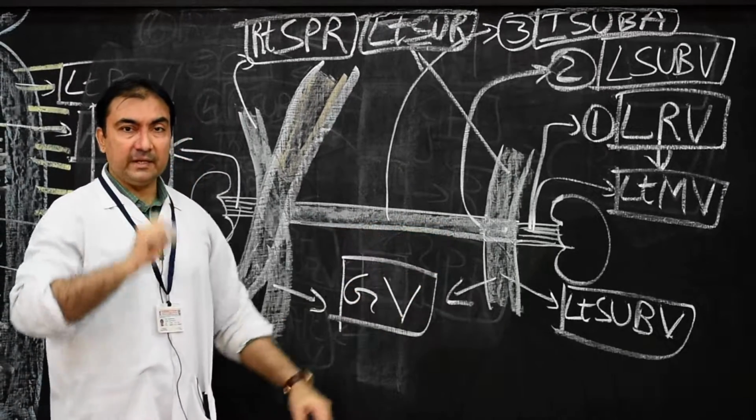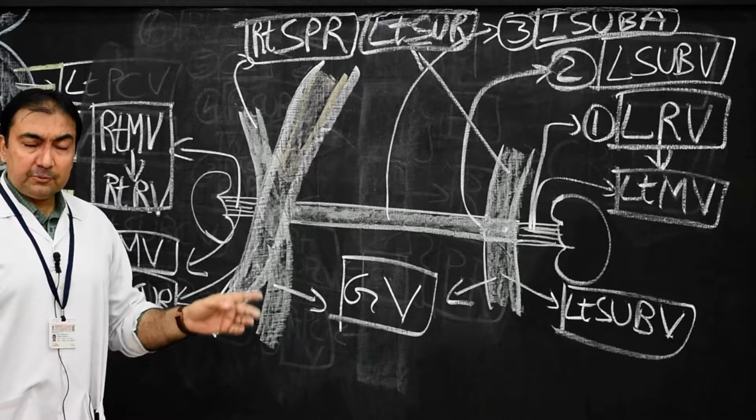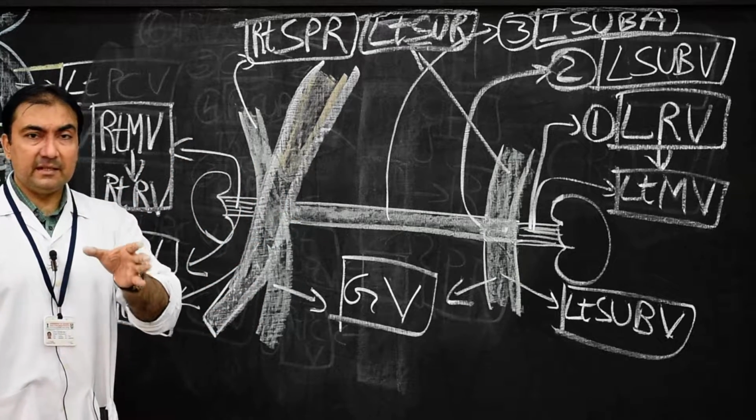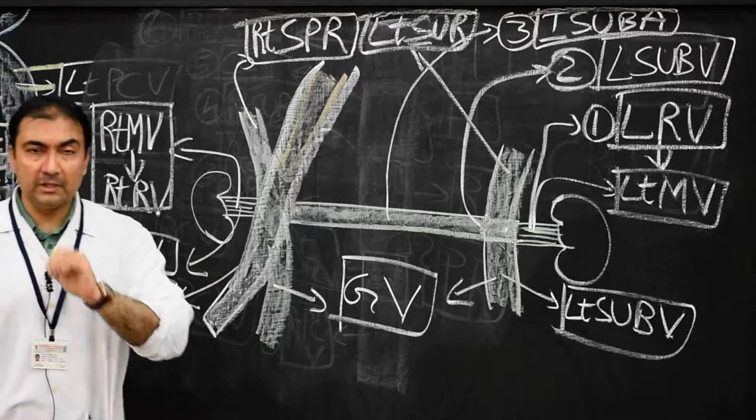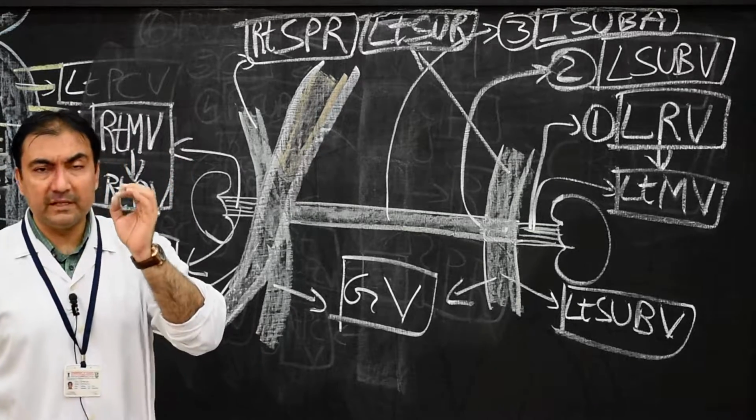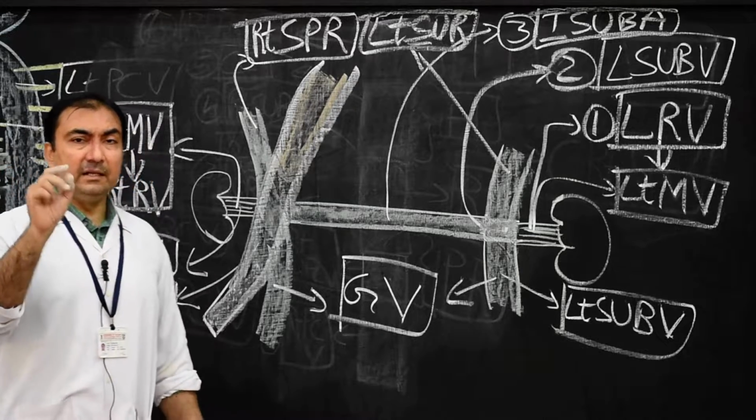And this is the reason why, see the diagram, and this question is very often asked. Where is the drainage of the right suprarenal vein? Where is the drainage of the left suprarenal vein? Where is the drainage of the right gonadal vein? And where is the drainage of the left gonadal vein? A very frequently asked question everywhere for 1 mark.